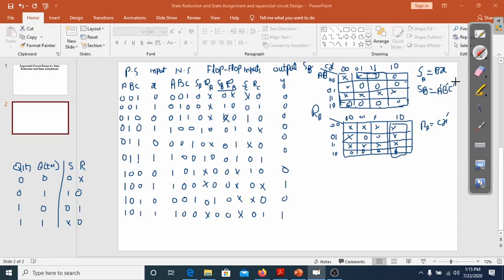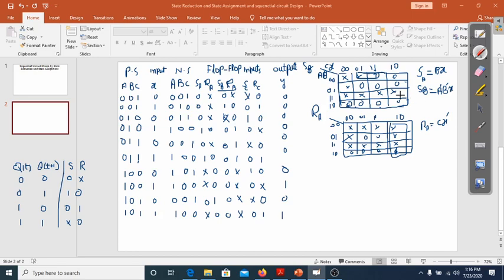Here you can see the A complement B complement, and sorry, C complement will cancel with C, so here I will use X instead of C complement. And similarly you can solve for RC.